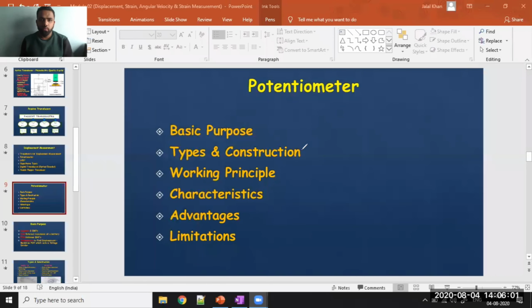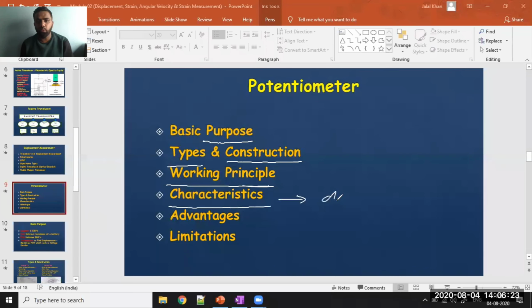Hello everyone. In this lecture, we will be covering the basics of potentiometer, and in the basics of potentiometer, first we will see what is the purpose of potentiometer, then what are the different types of potentiometer, then what is the basic construction of different types of potentiometer, then we will see how does it work, what is the working principle, then we will see what are the basic characteristics on which you define the potentiometer.